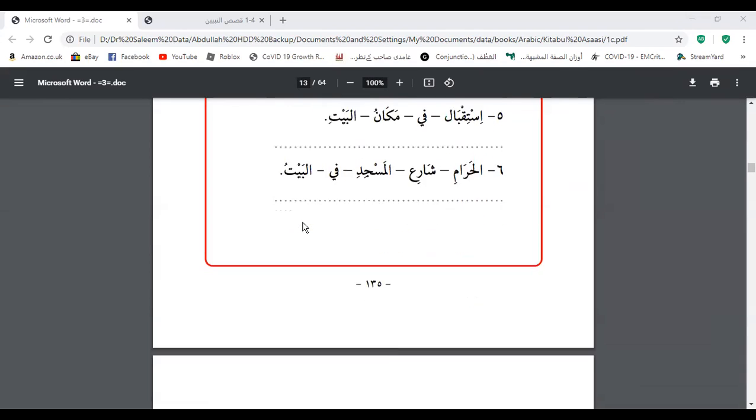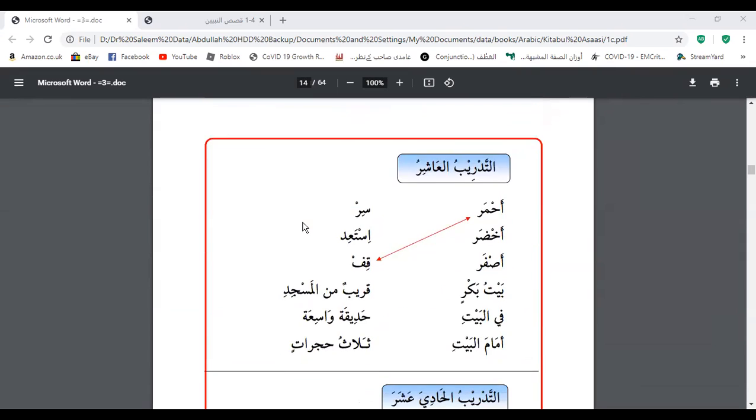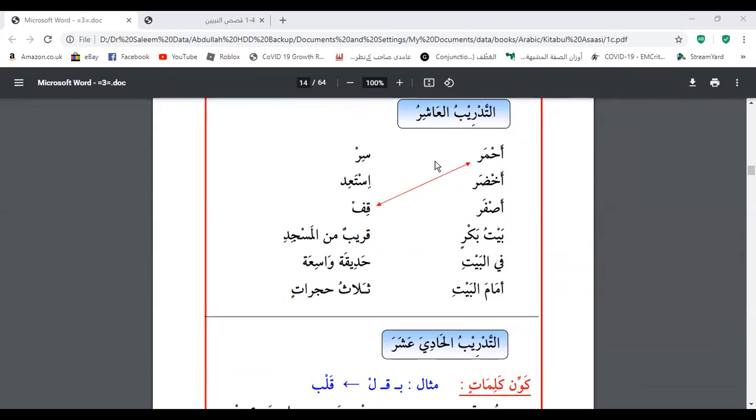Okay. Let's leave that there. Well, this is easy. التدريب العاشر, the 10th one. أحمر, red. أحمر, أخضر, green, أصفر, yellow. بيت بكر, orange. بيت بكر مضاف مضاف إليه.